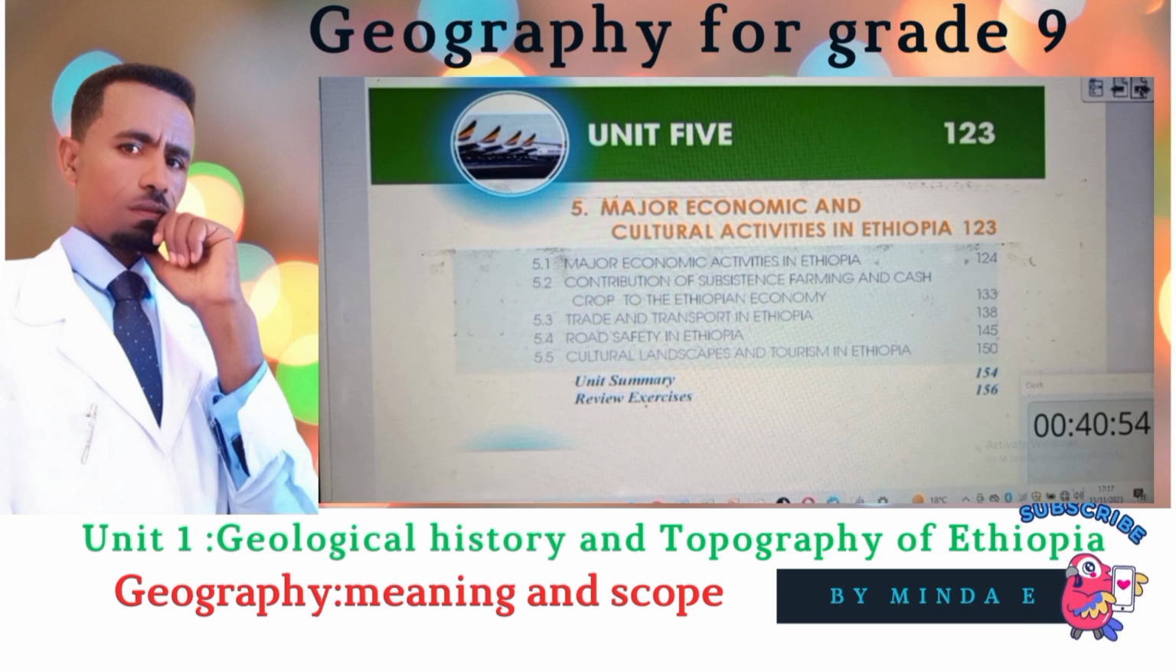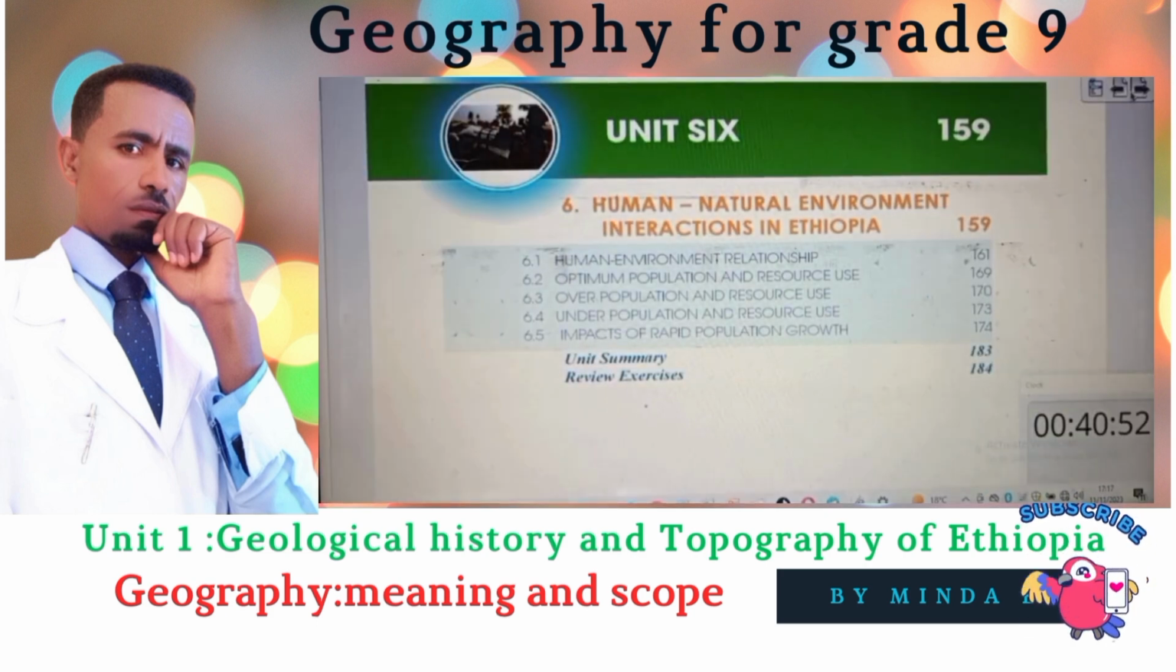Unit 6 deals with human natural environment interactions in Ethiopia. Human environment relationship, optimum population and resource use, overpopulation and resource use, underpopulation and resource use, impacts of rapid population growth.